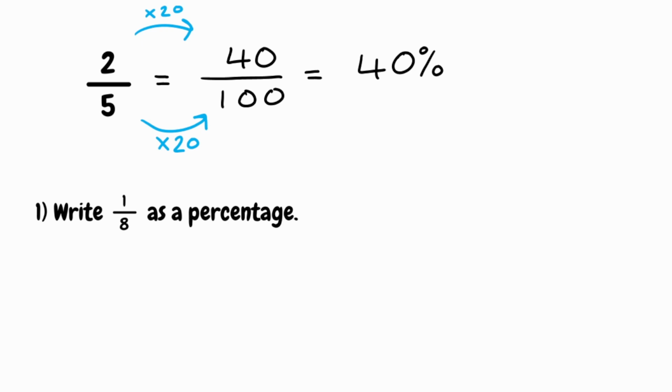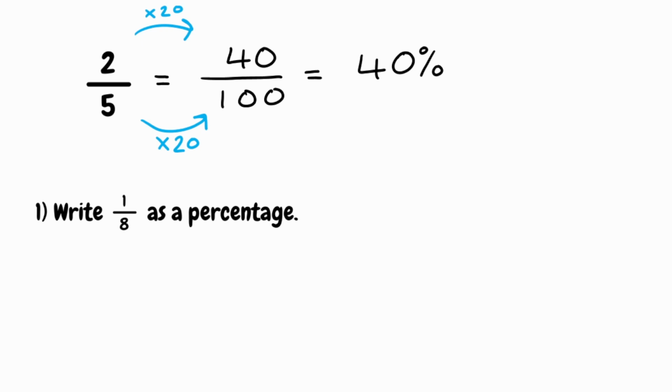But we don't always have examples that straightforward. Like for this next question, we want to write 1/8 as a percentage. Well, 8 isn't a factor of 100, so I can't multiply it by an integer to get to 100. So what can we do in these scenarios? Well, instead of converting it to an equivalent fraction and then writing it as a percentage, we can actually convert it to a decimal first and then convert it to a percentage as needed.